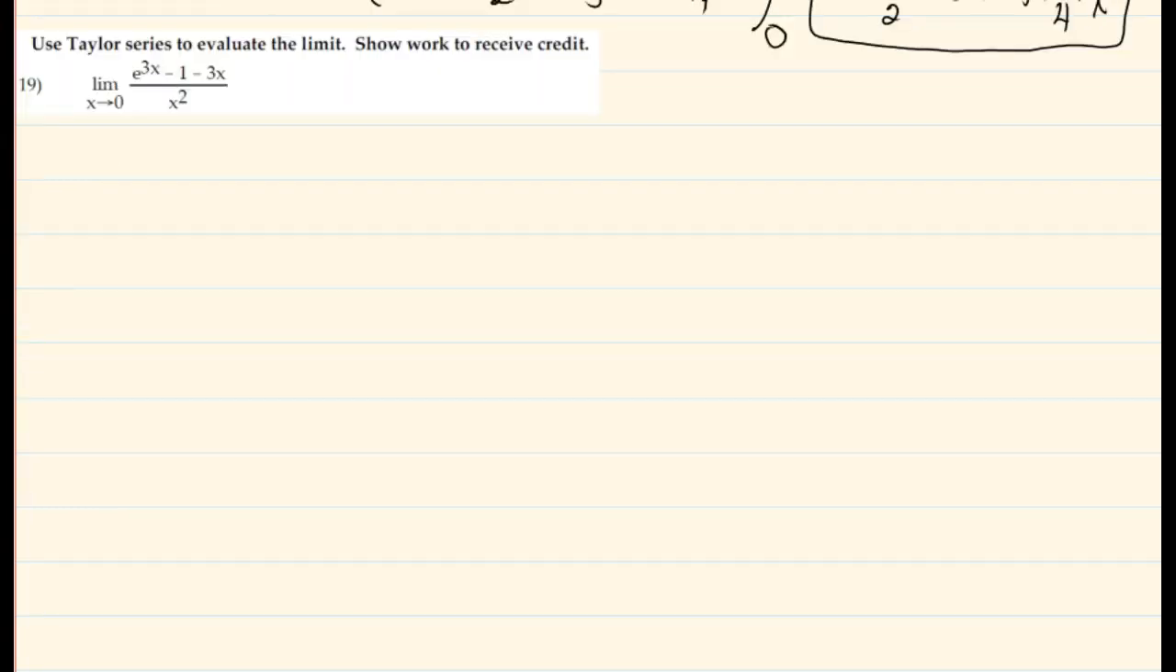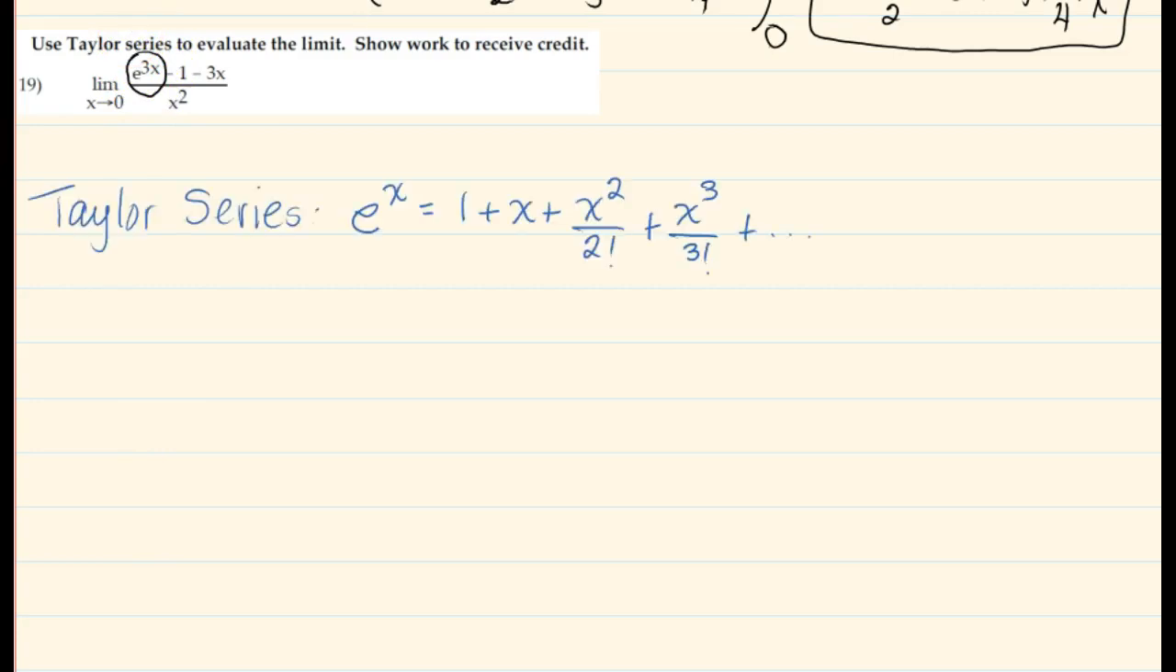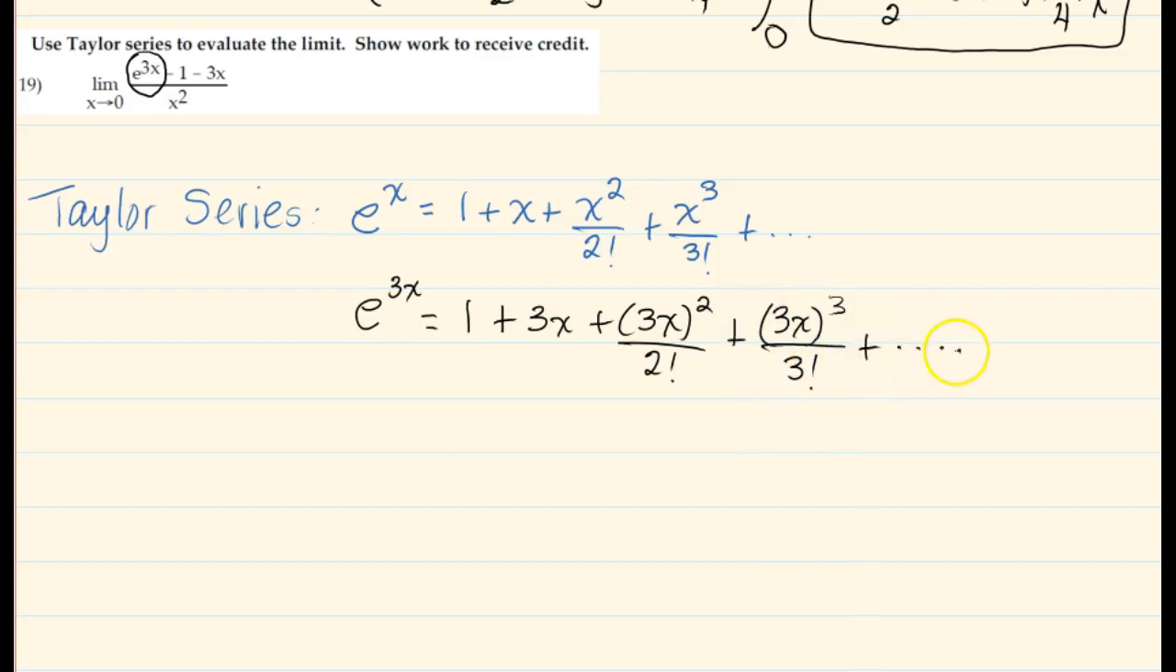The last problem that I want to discuss is using the Taylor series to evaluate the limit. So one of the big things that we're going to do is change e to the 3x into a Taylor series. So what we do know is e to the x is equal to this Taylor series, but we have 3x. So e to the 3x is going to equal 1 plus 3x plus 3x squared over 2 factorial plus 3x cubed over 3 factorial, and it keeps on going.